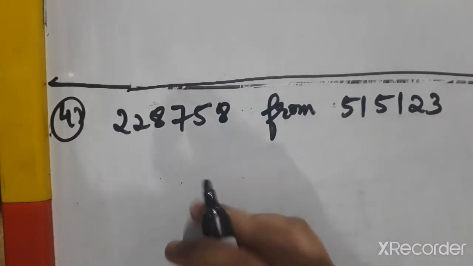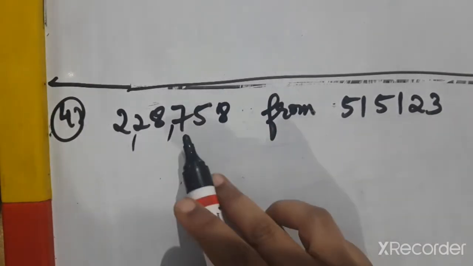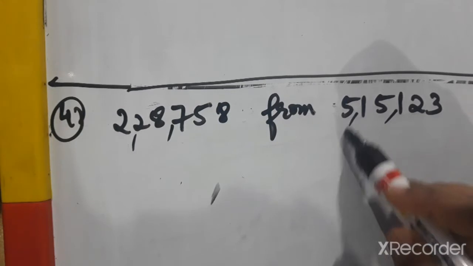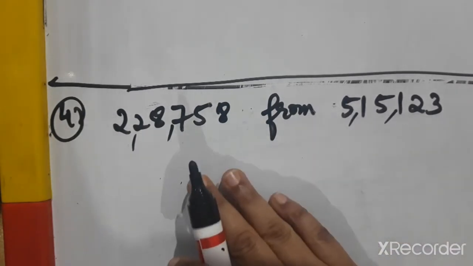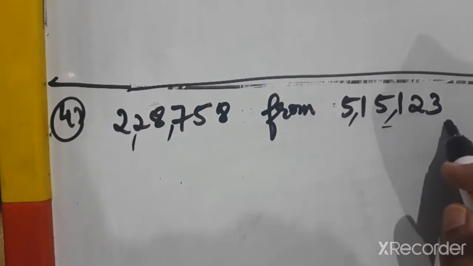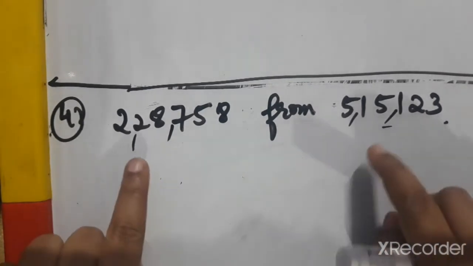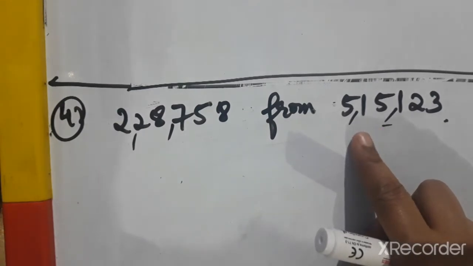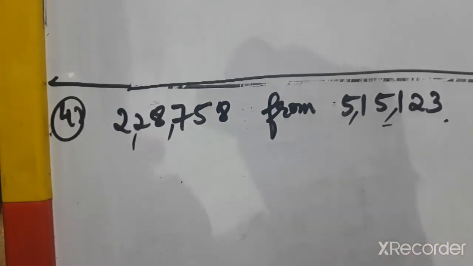Next, fourth question: 2,28,758 from 5,15,123. The number after "from" is the one we have to write first. Check the place values, children. This is in the 2 lakhs place, and this is in the 5 lakhs place. Both are in the lakhs place, and subtraction always means we write the greater one first.